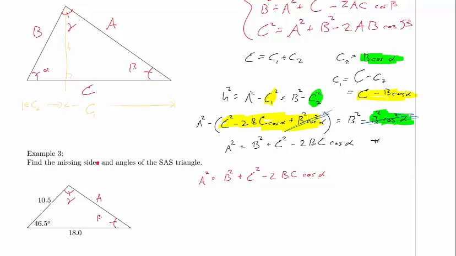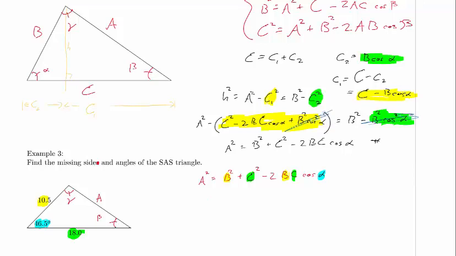Alright, so let's go ahead and plug in what we know. B, we know that's given right here. C, we know that's given right there. And then alpha, we also know, given right there. So you can see clearly everything we know. It's just a simple plug it into the formula and work it through. So let's go ahead and do that.